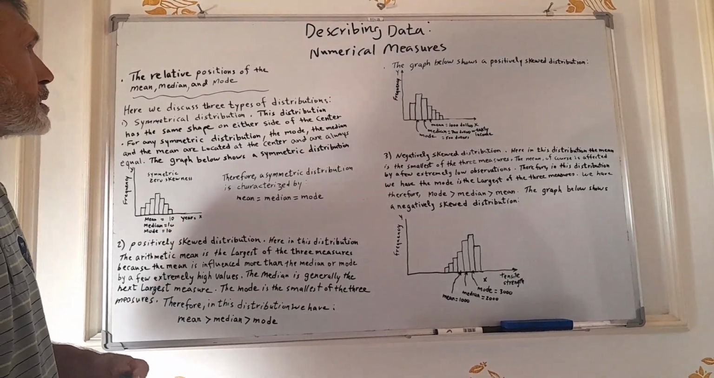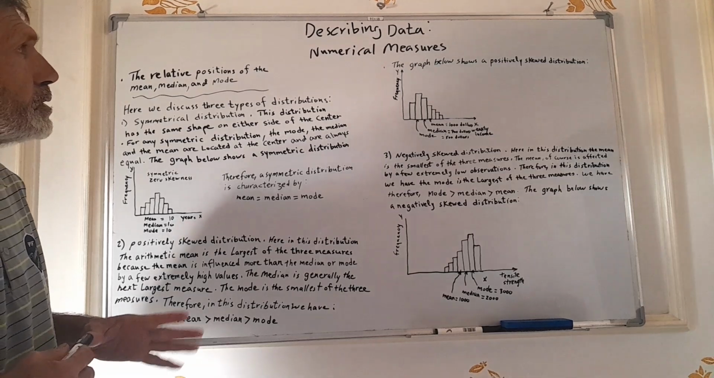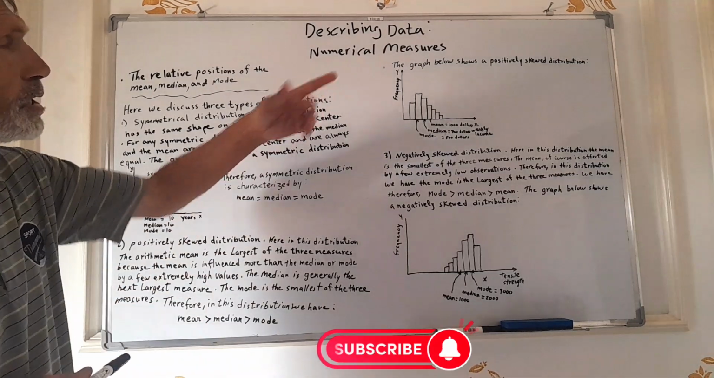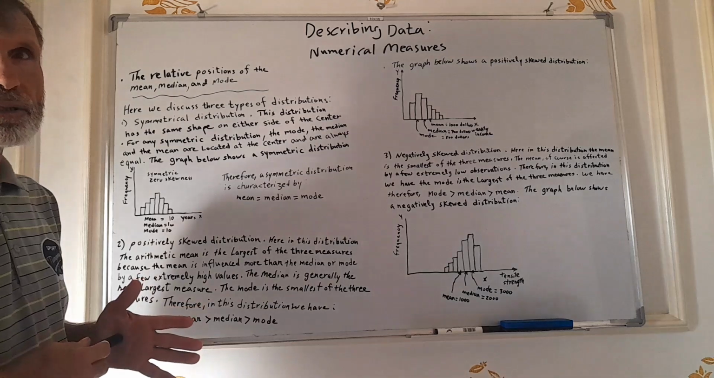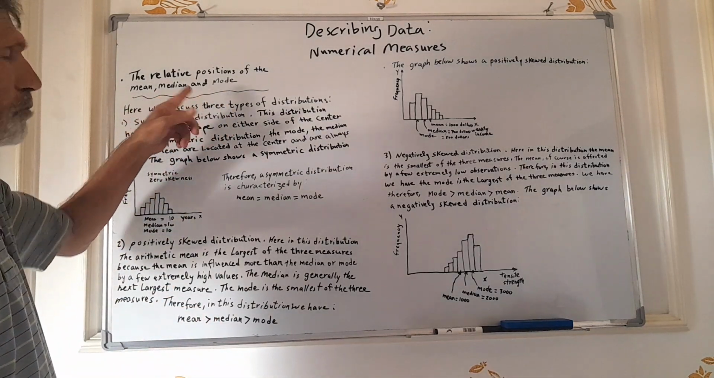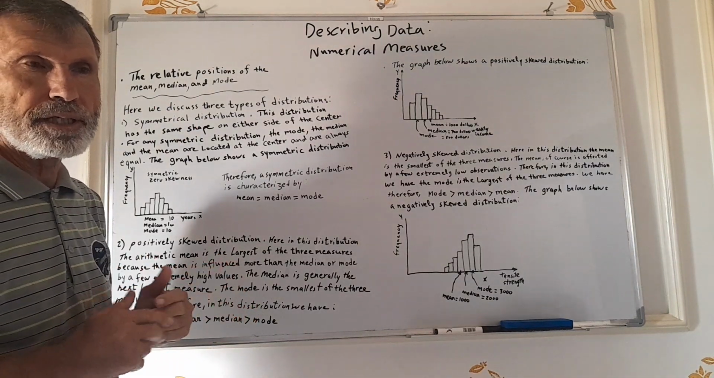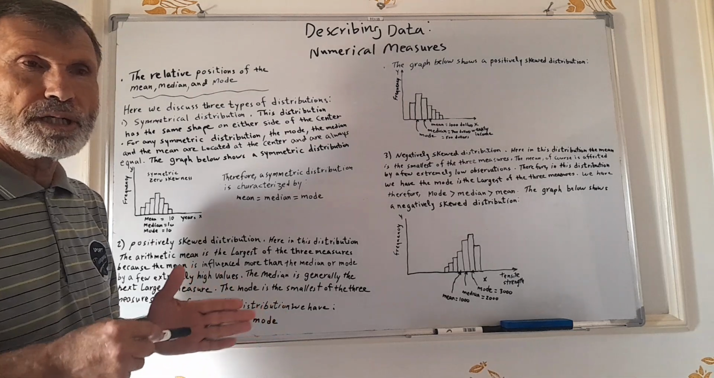Okay, here we discuss another topic in this chapter, describing data, numerical measures. Here we're going to talk about, of course, the relative positions of the mean, median, and mode. Here we're going to discuss three types of distribution concerning the relative positions of the mean, median, and mode.